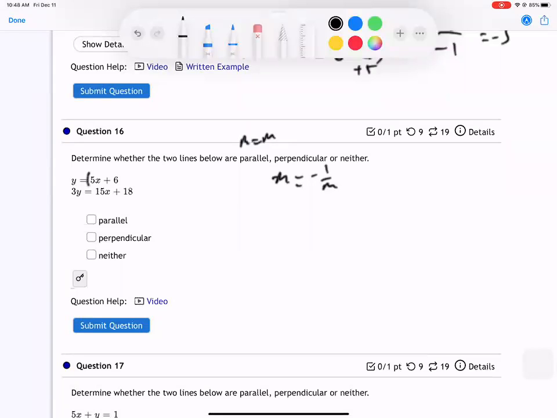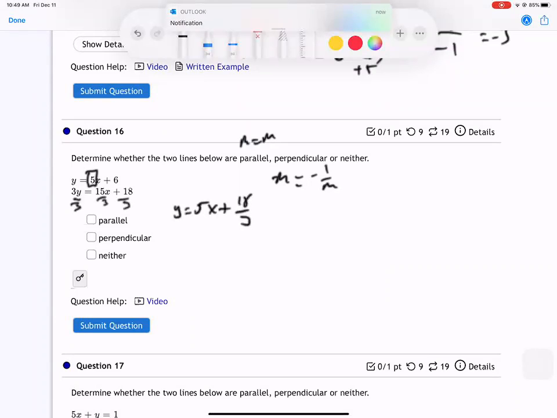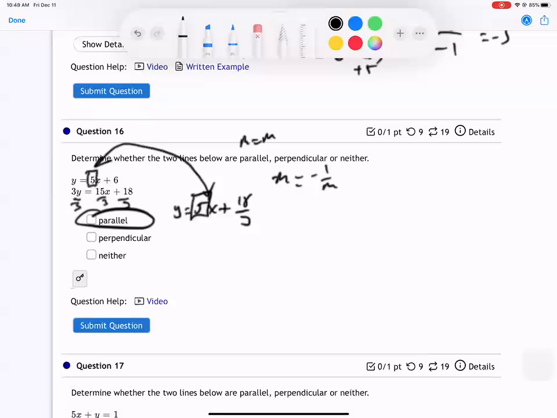So what's the slope for the first equation? Simply, it's going to be 5. What's the slope for my second one? Well, that's not solved for y, so I'm going to divide by 3 on both sides. y is equal to 5x plus 18 over 3. The cool thing here is that my slope is 5 now. If both slopes are 5, that means the lines are parallel. Now, you would have to show some work for this to receive credit, okay? Just to be aware of that.